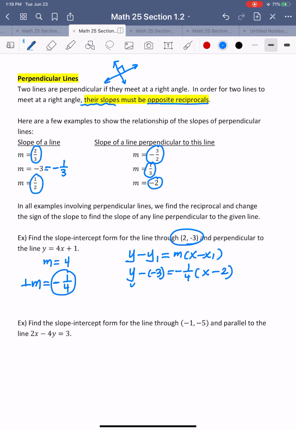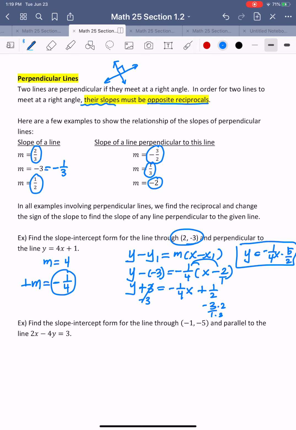And then solve for y. y plus 3 equals, distribute the negative 1/4, -1/4 of x. And then -2 with the negative is a positive, 2 over 4, so it becomes 1/2. And then subtract 3 from both sides. We'll get y equals -1/4 of x. And then 3 over 1, multiply by 2 on both sides, becomes -6 plus 1 is -5 over 2. Yeah, so that's the equation: y equals -1/4 of x minus 5 over 2.